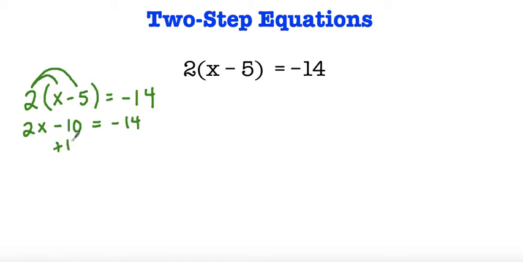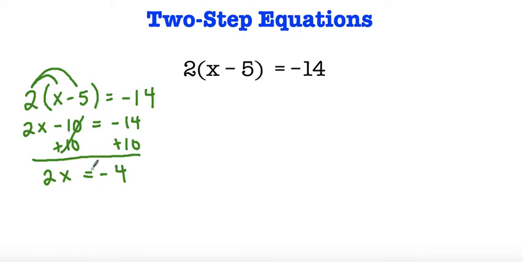So if I add 10 on both sides, these two cancel out. And on the left side, I have 2x is equal to negative 14 plus 10. Remember, if the signs are not the same, we subtract. So 14 minus 10 is 4. And we keep the sign of the number with the biggest absolute value, which is 14. So here we have negative 4. And so now I have 2x is equal to negative 4.